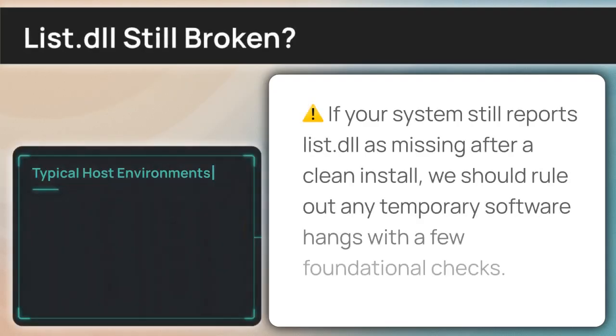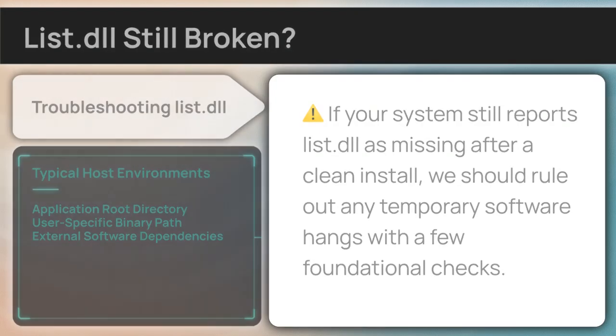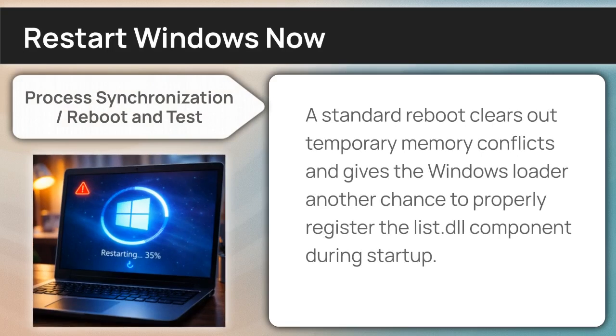When the primary installation path fails, a more surgical approach to checking your system's environmental variables is required. Performing a restart can determine if the error is just a transient environment glitch. A reboot refreshes your system's path variables and can sometimes reestablish a broken link to the list library file.